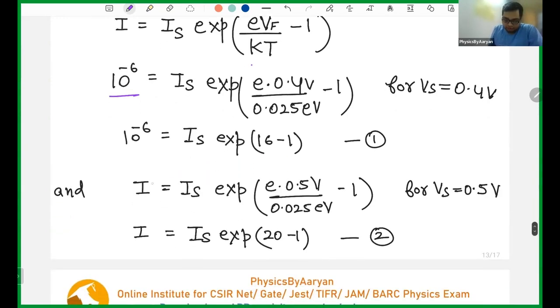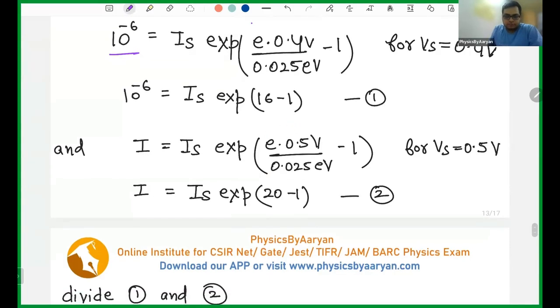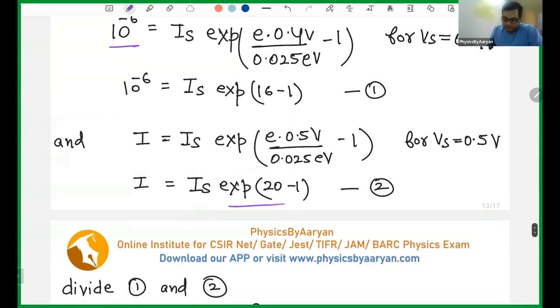Now they are asking what the current will be if the voltage is 0.5. Again, I don't know the current. I equals IS exponential, again e, then I put in the voltage, and the KT value is already given. If I do that, I will get IS exponential 20 minus 1. So this is exponential 15 for the first, and this is exponential 19 for the second. This is my equation 1 and this is my equation 2.